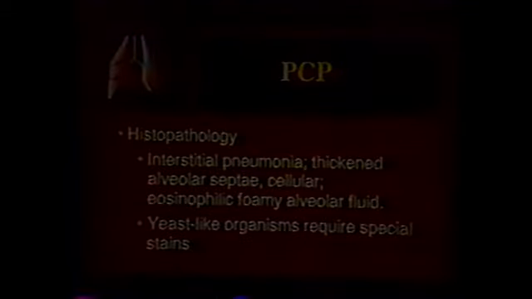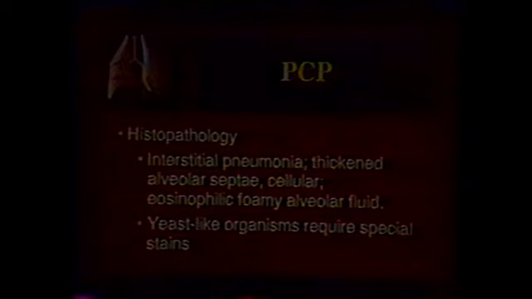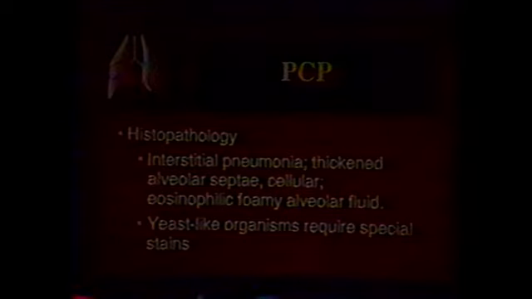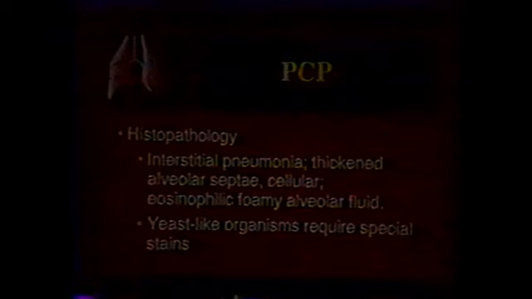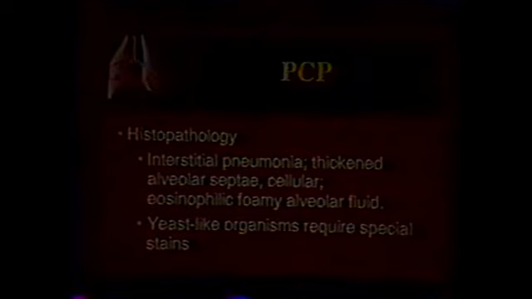And histologically, we see the signs of interstitial pneumonia, that is thickened alveolar septi that have increased cellularity. The characteristic lesion in this disease, though, is this eosinophilic foamy alveolar fluid. Usually, you can't see the yeast-like organisms without special stains, but you see these multiple foci of this foamy eosinophilic fluid, and your level of suspicion that this is Pneumocystis pneumonia should go way up. Okay.